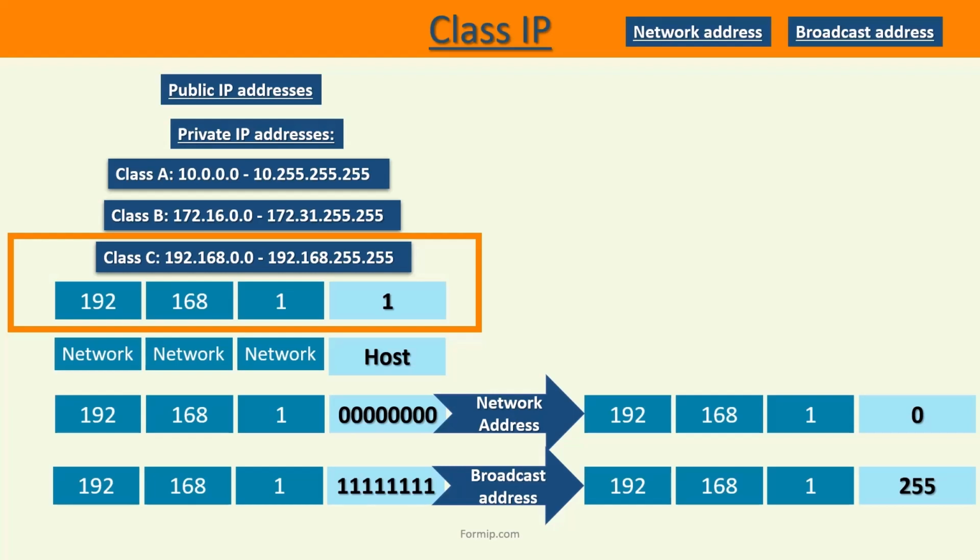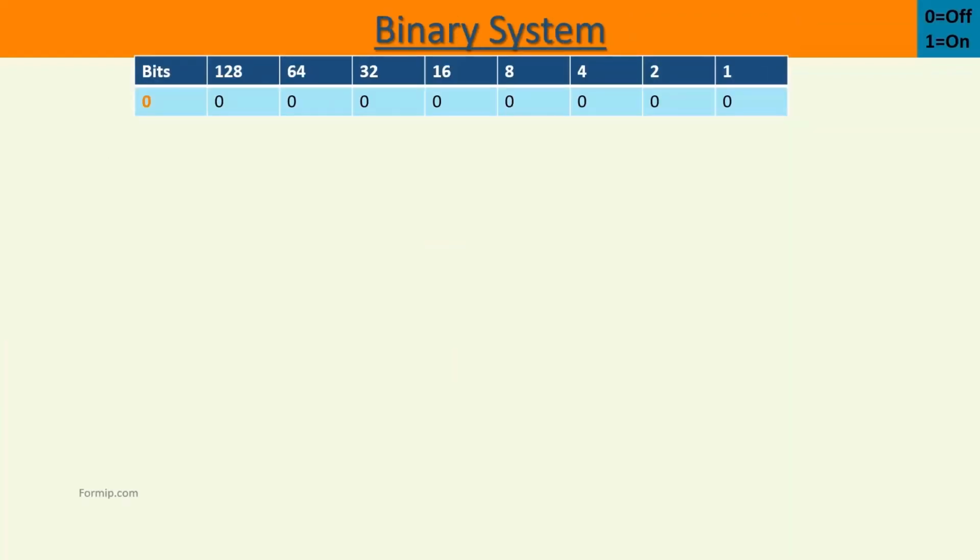Before starting routing, it is important to understand IP addressing. We will start by seeing the basics of binary calculus. In the binary system, we only work with zeros and ones. 0 translates to off, and 1 to on. The bit on the far left is called the most significant bit because it has the highest value, and the bit on the far right is called the least significant because it has the lowest value.